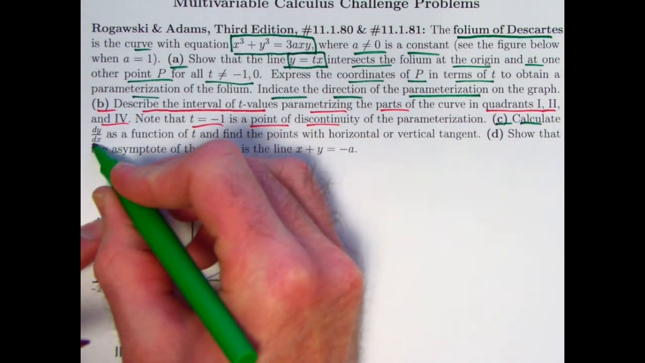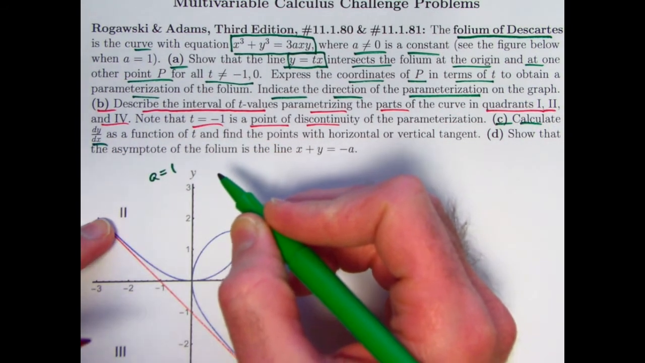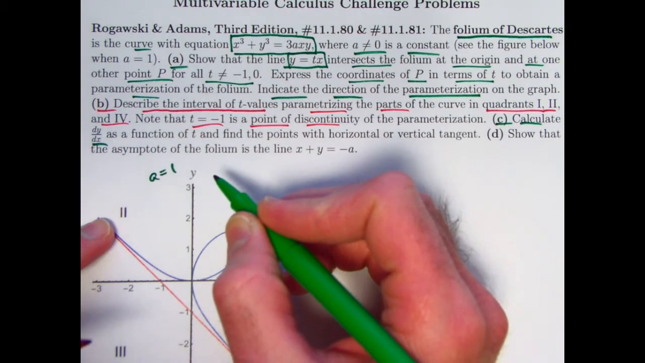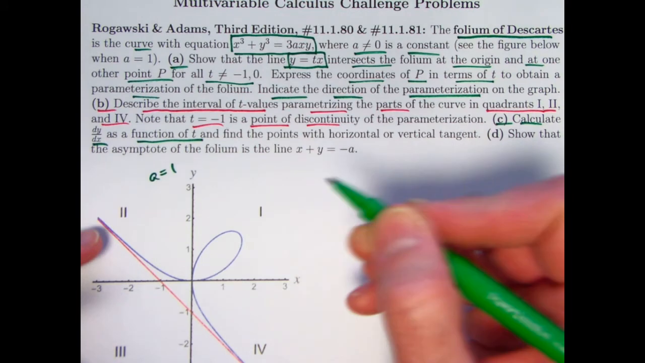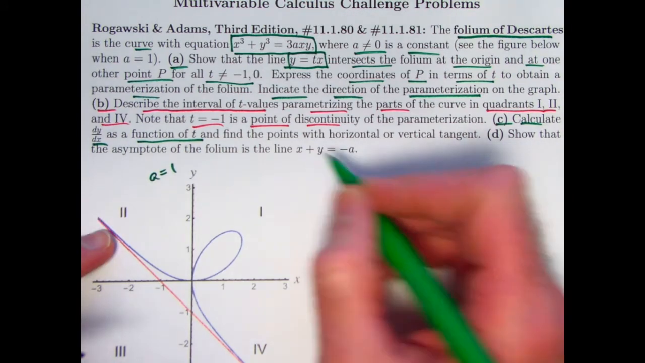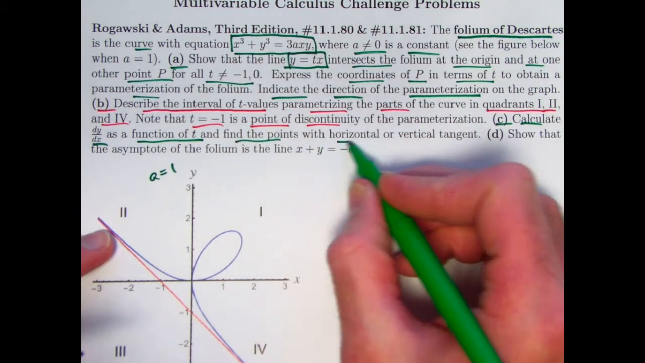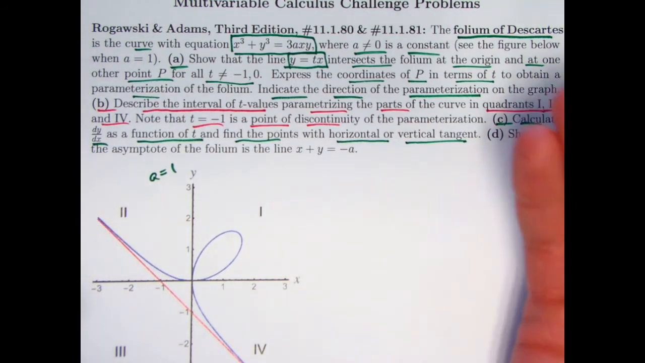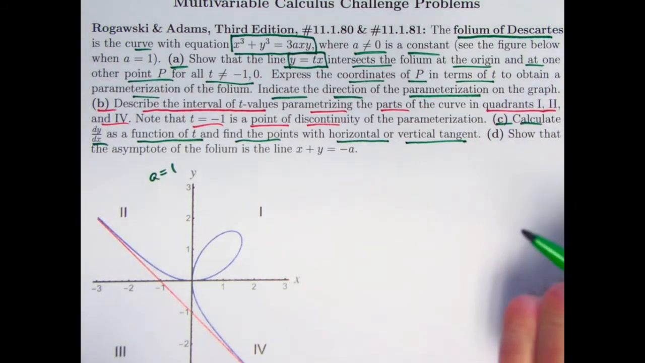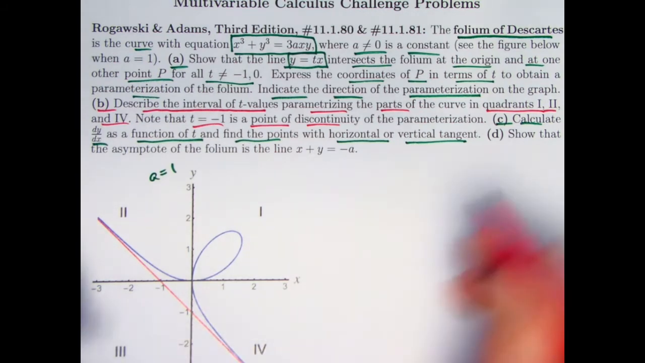calculate the slope, that's dy dx, not dy dt or dx dt, the slope dy dx as a function of t. That's a little strange. Well, it's because we're going to use the parameterizations. Find the points where you have a horizontal or vertical tangent, where dy dx is 0 for horizontal or undefined, infinity if you prefer, for a vertical tangent.